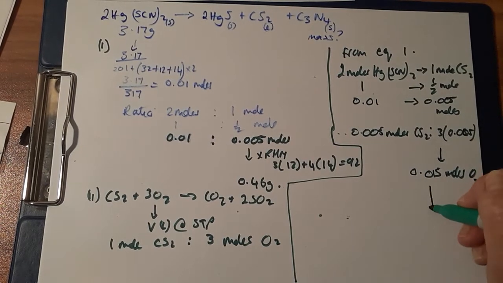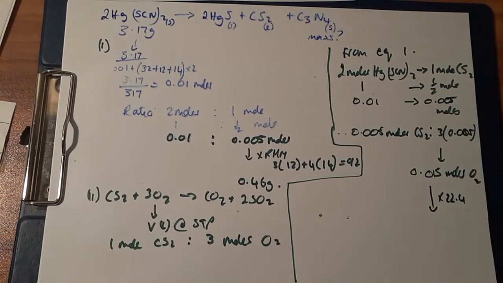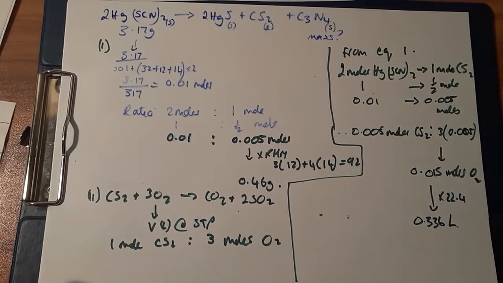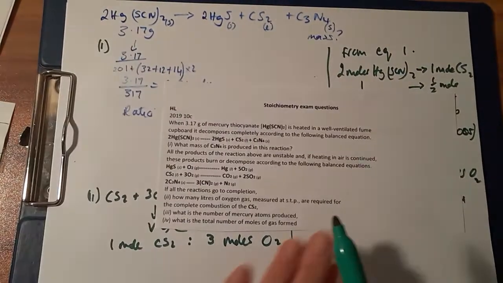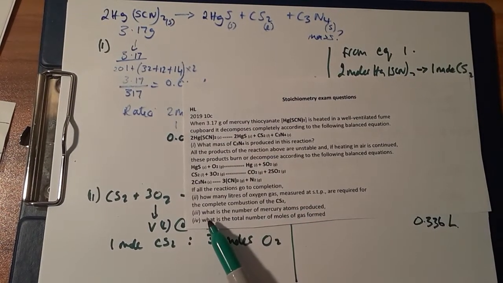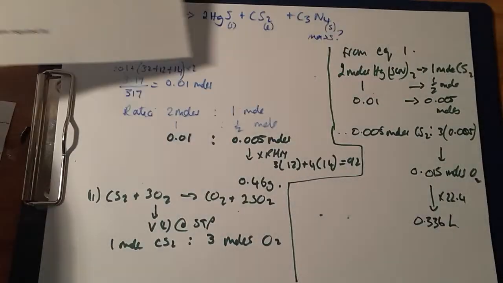Now it says to me what volume of oxygen, so I need to multiply that by 22.4 at STP. And when I multiply 0.015 by 22.4, I will get 0.336 litres. So that's how many litres of oxygen gas, measured at STP, are required. Now, the third bit: what is the number of mercury atoms produced?